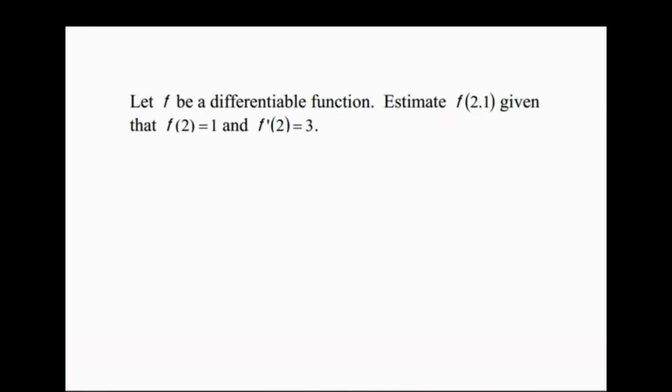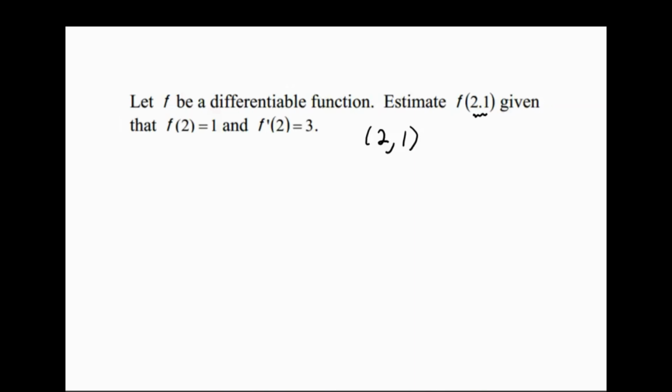All right, let f be a differentiable function. Estimate f of 2.1 given that f of 2 is equal to 1 and f prime of 2 is equal to 3. All right, so what we're going to do is use the point (2,1). So we're going to get the tangent line at the point (2,1), and then we're going to use that, and we're going to plug in 2.1.